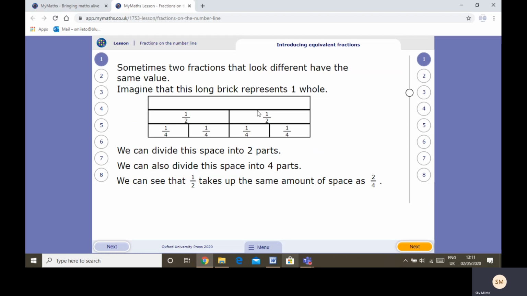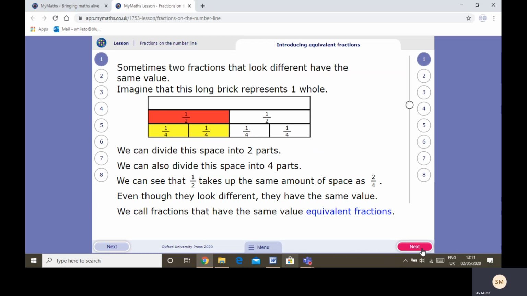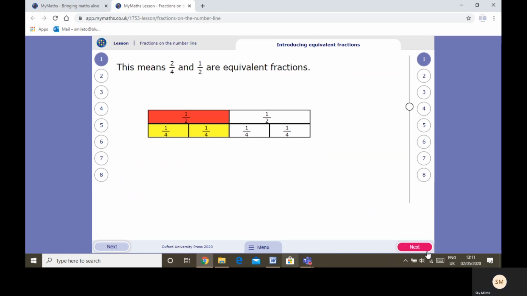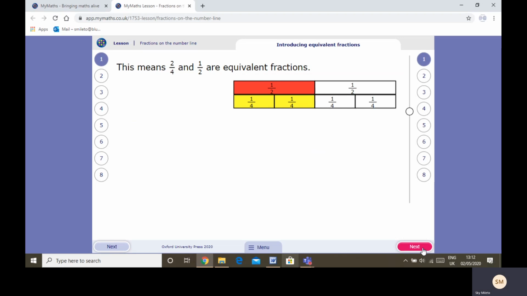This is known as a fractions wall. We're going to be looking more at this in a second. You can see the red and the yellow is exactly the same space. 2 quarters is the same as 1 half. We call these equivalent fractions. Fractions that have the same value as each other are called equivalent fractions. So 1 half is the equivalent fraction of 2 quarters, and 2 quarters is the equivalent fraction of 1 half. Let's have a look at some more.